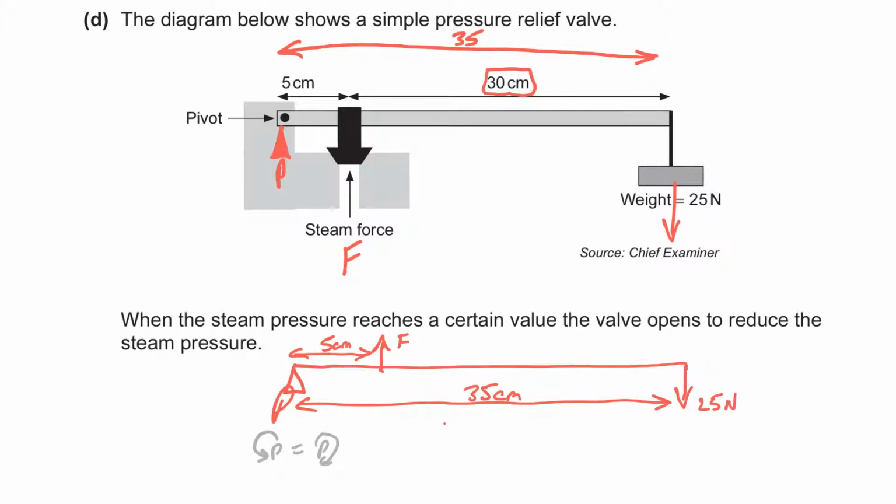So anti-clockwise moment about the pivot equals clockwise moment about the pivot. F times 5 is the anti-clockwise, and 25 times 35 is the clockwise. And I'm a bit short of room here, so I'm going to have to go sideways. We need to divide by 5 to get the F on its own, so we need to divide the right hand side by 5 as well. And that gives us an F value of 175 newtons.